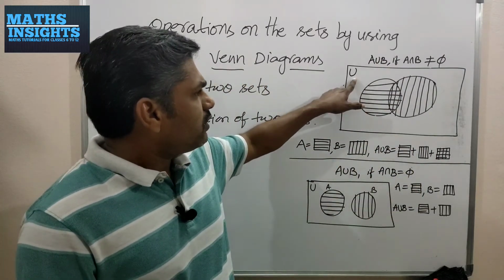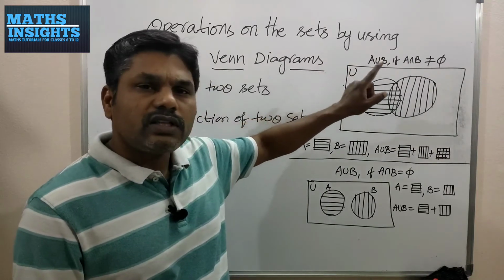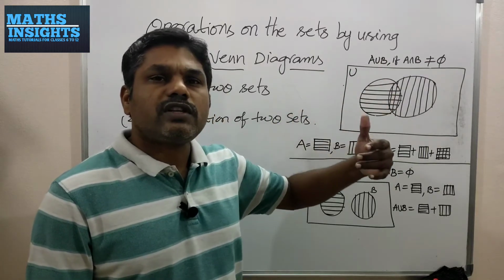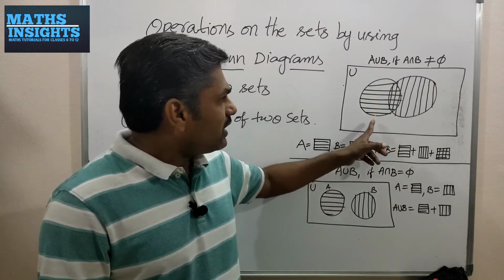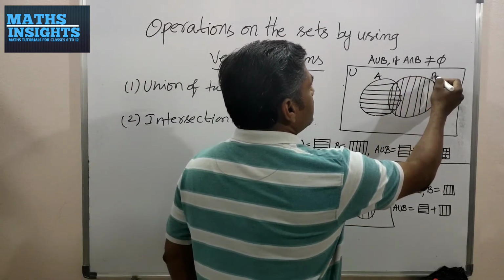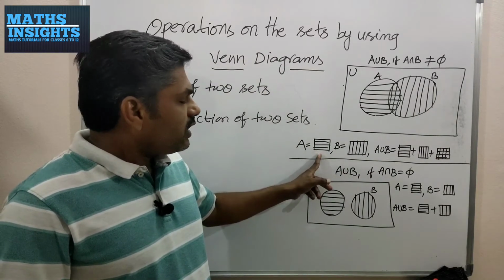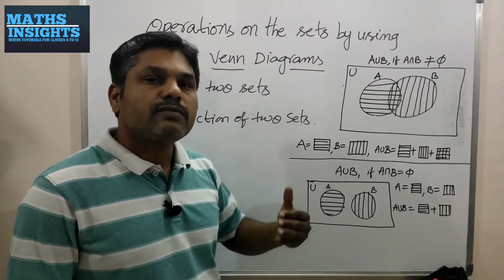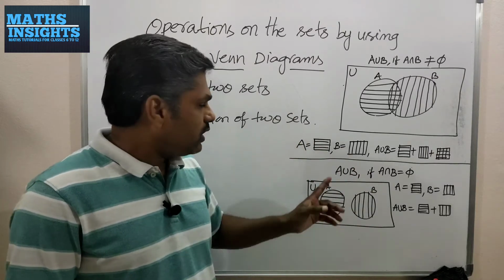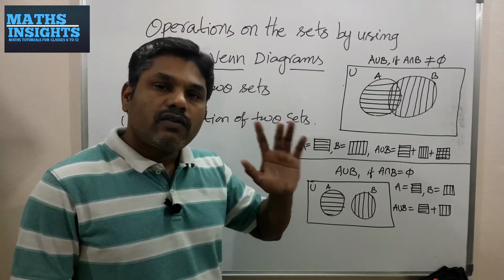You know very well, for every universal set you have to draw the rectangle. Within that, whatever the number of sets we are going to establish the relation for, you have to draw them within the rectangle and name them as A and B. For A, you may represent a particular type of lines, whether horizontal or vertical or cross lines also. I have only two sets, that's why I am using horizontal and vertical lines.